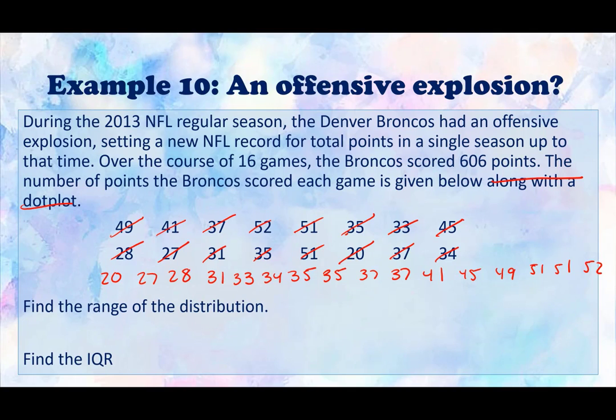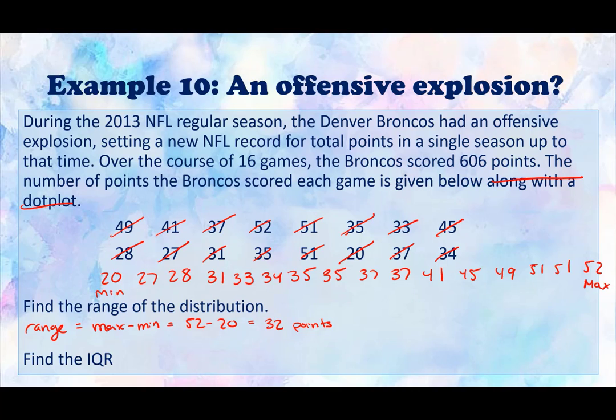Okay, so the first thing we're going to do is find the range. We're going to take the maximum value, which is 52, and subtract the minimum value. So the range is equal to the max minus the min. In this case, it's 52 minus 20. So that means that the range is going to be 32. Okay, and it's actually 32 points. Always try to use context in your answers.